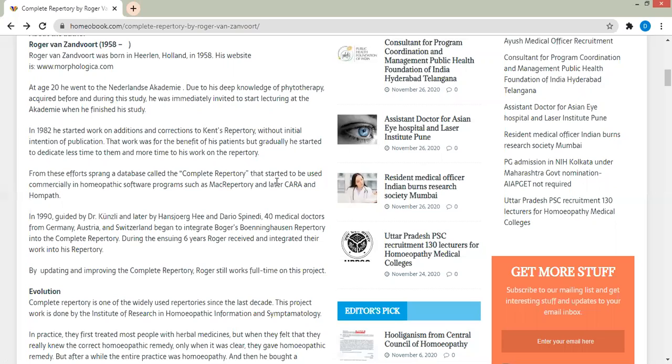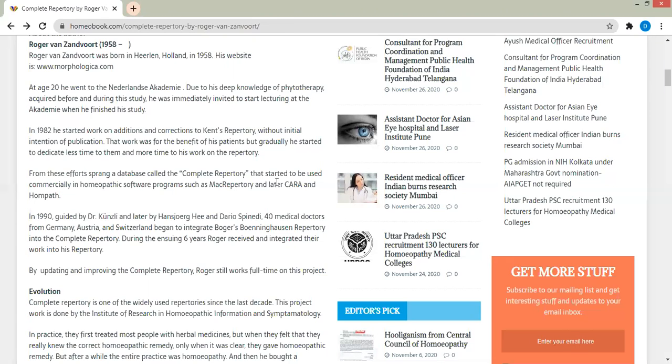In 1990, guided by Dr. Kunzli and later by Hans Chock, he and Dario Spinelli, with 40 medical doctors from Germany, Australia, and Switzerland, began to integrate Pogar Boni Hussein's repertory into the Complete Repertory. During the ensuing 6 years, Roger integrated their work into his repertory.